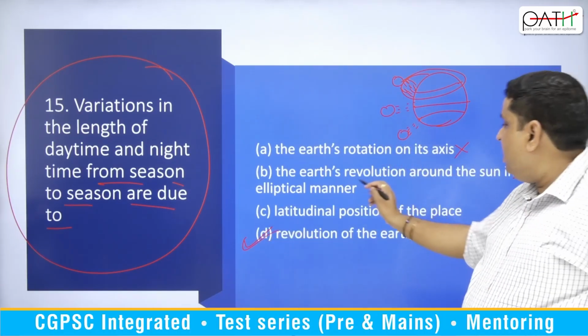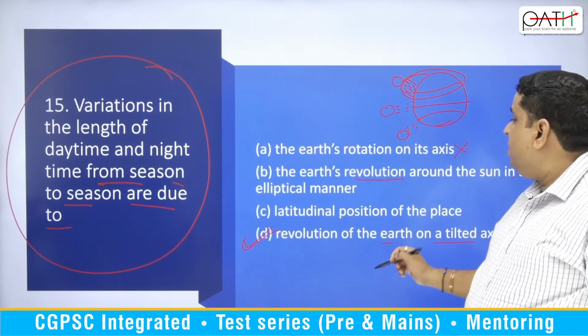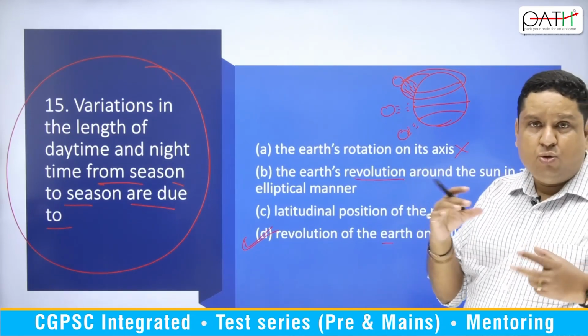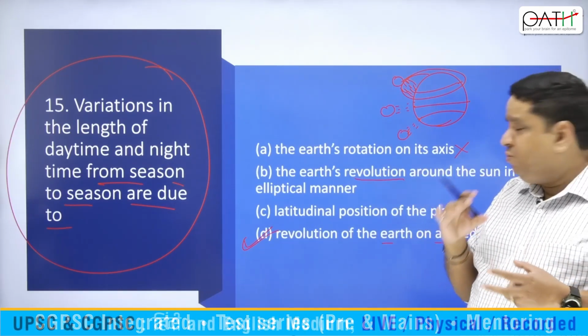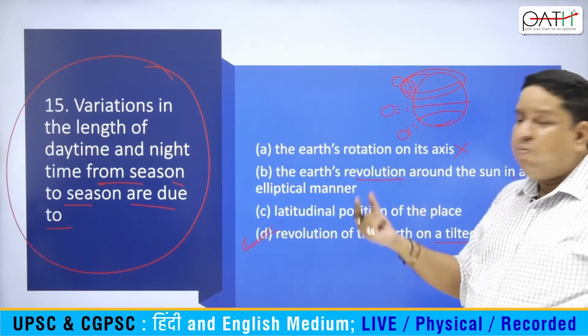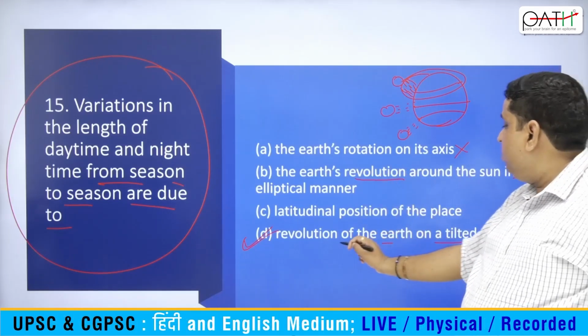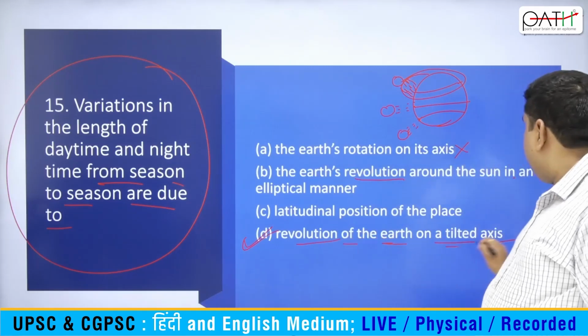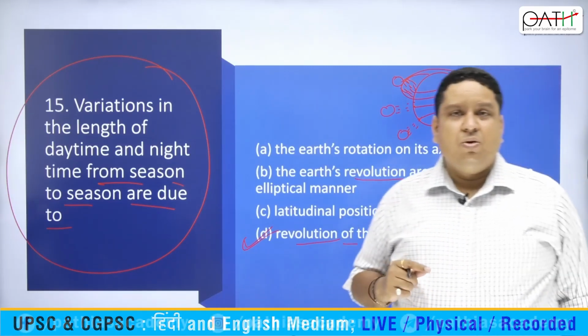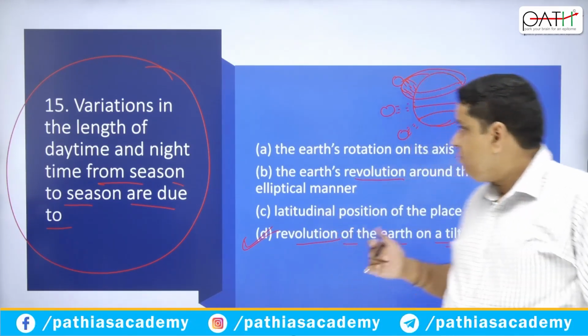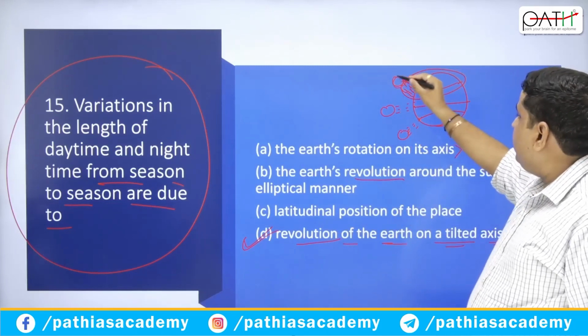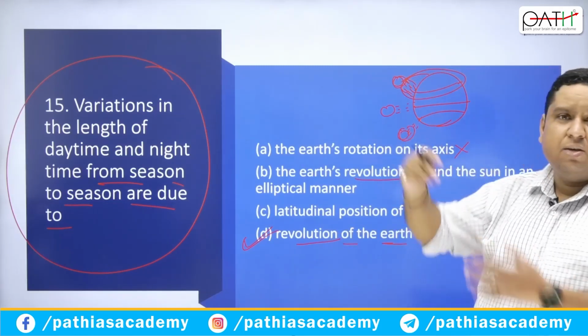देखिए revolution यहाँ पे भी लिखा है, revolution यहाँ पे भी लिखा है, but you have to choose the thing कि जो suit करे properly, which is completely fitting to the requirement of the question. So this is the most optimum option, revolution of the earth on a tilted axis. Okay, so इसकी वजह से क्या होगा, एक बार सन इस पोजीशन पे आएगा, दूसरी बार सन इस पोजीशन पे आएगा, इस टिल्ट की वजह से.